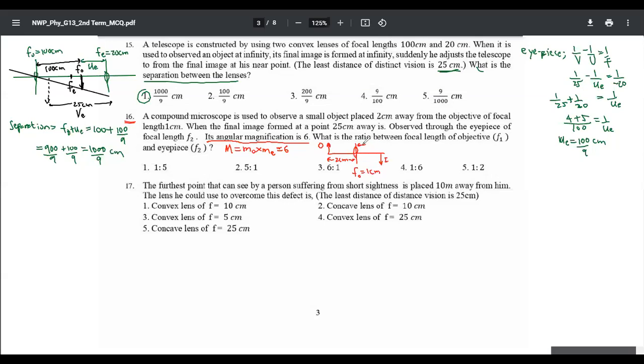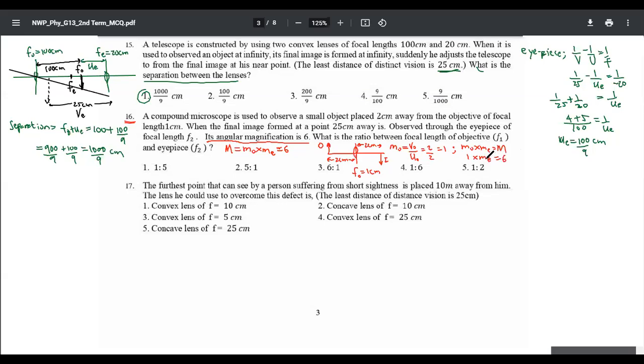So now tell me, what is the linear magnification for the objective lens? MO is equal to VO over UO, that is 2 over 2, which is 1. MO is 1. Then we just studied MO into ME is equal to capital M. MO is 1. ME is equal to how much then? 6.